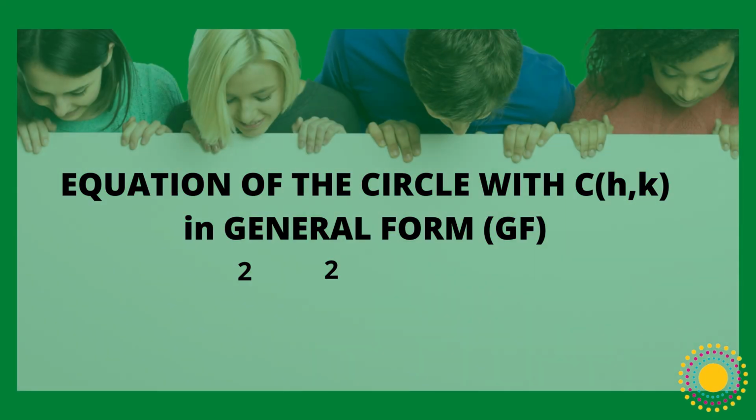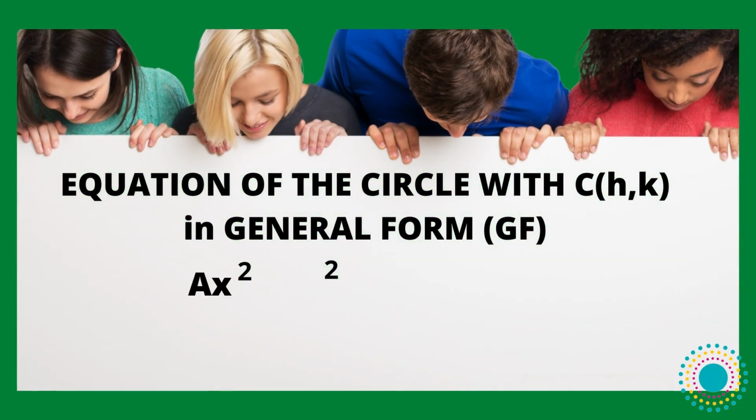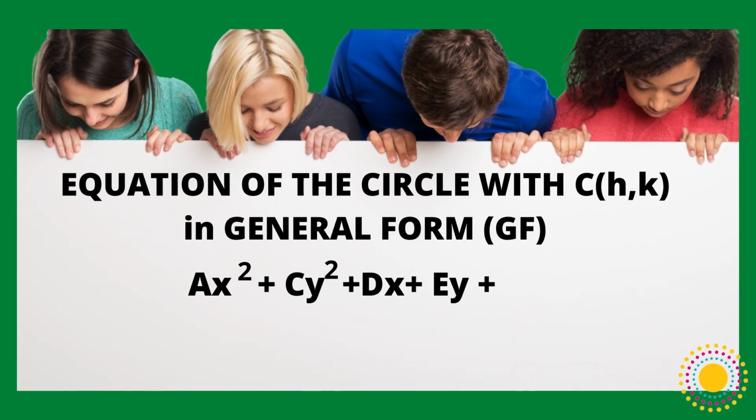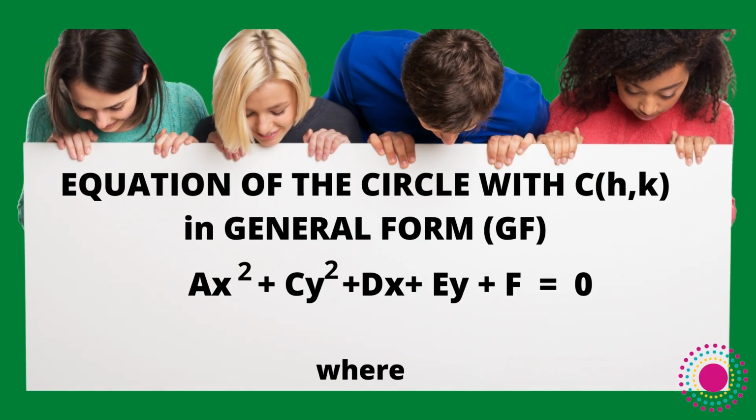So this time you will learn about the equation of the circle with center at h, k in general form. So we will use GF for general form. And the general form is given by ax squared plus cy squared plus dx plus ey plus f equals 0. Plus, in the equation, a is equal to c.